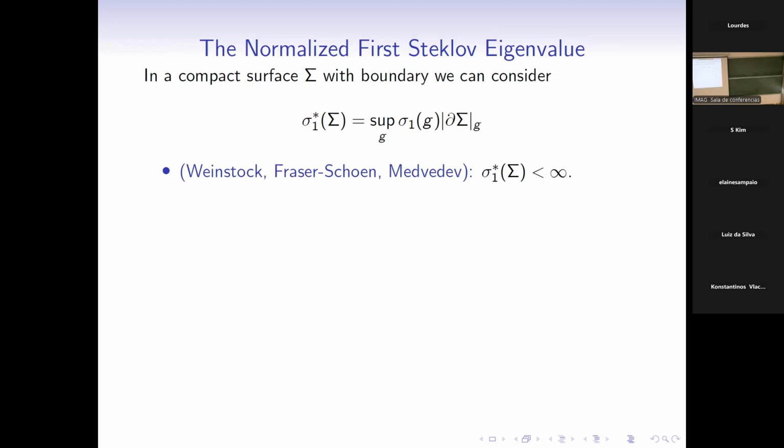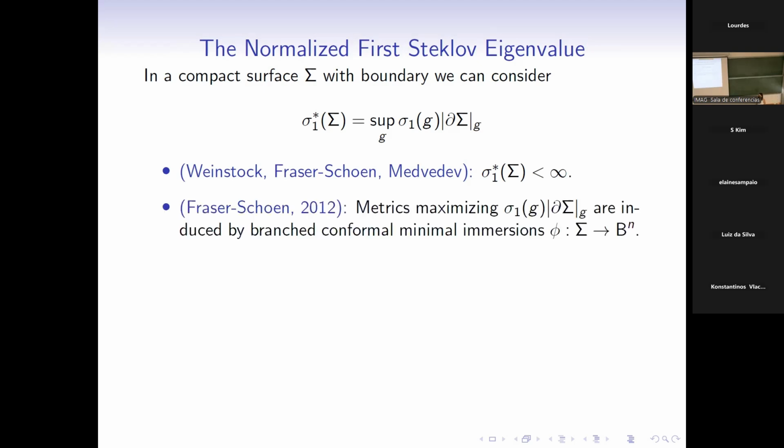And the answer again is yes. Weinstock was the first one that looked at this, for the disk. Then Fraser and Schoen considered any orientable surface, and then Medvedev checked that it also holds for non-orientable ones. Okay, and again, you ask the same questions. Do we have a maximizer? What do we know about it?